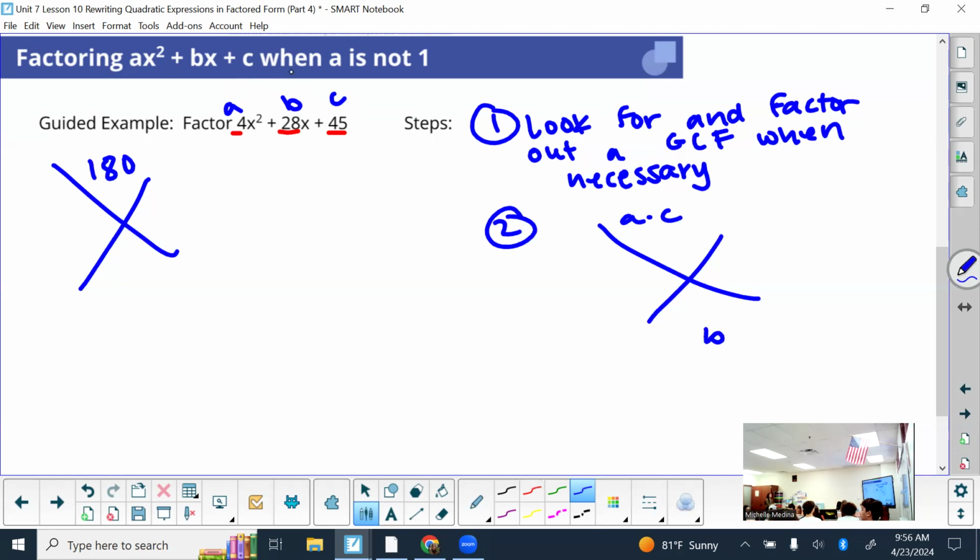And then what's my B value? 28. Now we're looking for two numbers that multiply to the top and add to the bottom. Normally, I just remember that that's what I have to do. If you need to draw it in your diagram, then by all means. We want to multiply to 180, add to 28. There's lots of combinations of numbers that multiply to 180. So which one would add to 28?